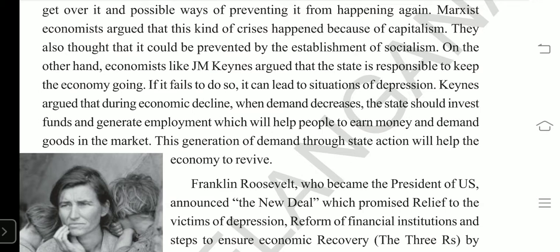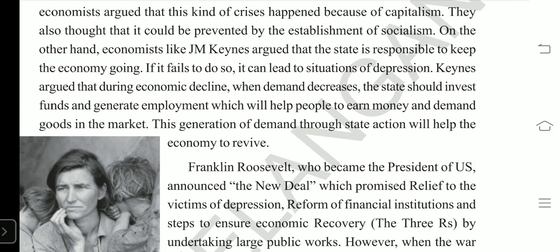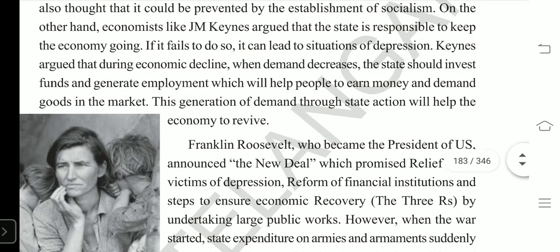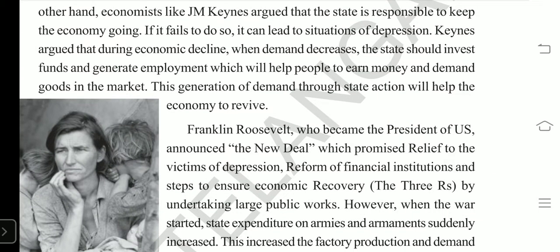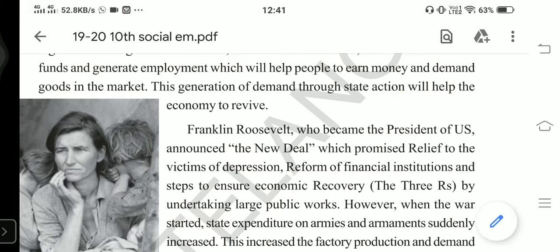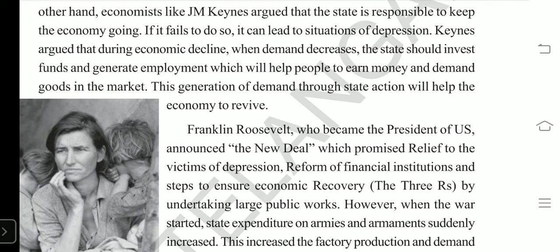Further, Keynes stated that during economic decline, when demand decreases, then the state, that means the nation, has to invest funds in generating employment. When economic decline is there due to the fall in demand, employment will come down. To generate employment, the government should invest funds, like in the construction of projects or laying roads. Several programs should be carried out by the government in order to create employment, so that the economy could survive.